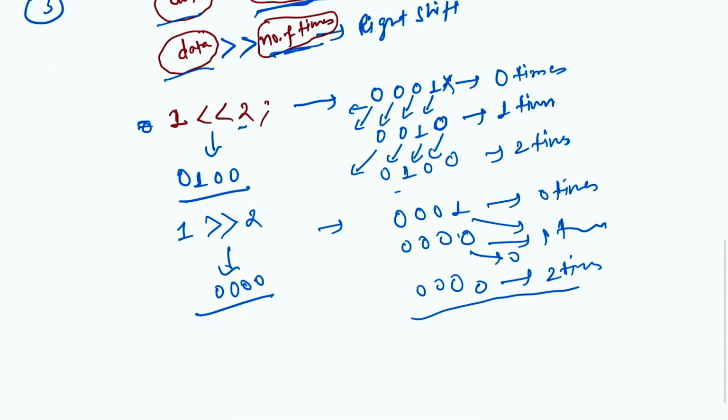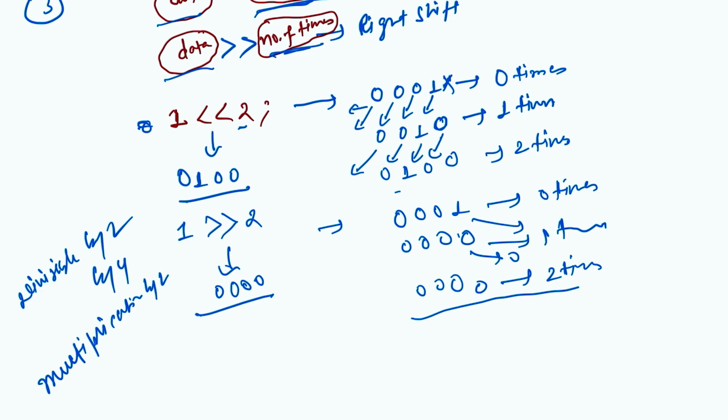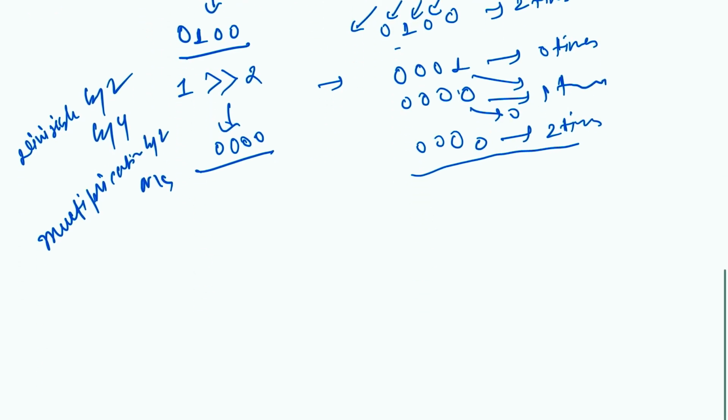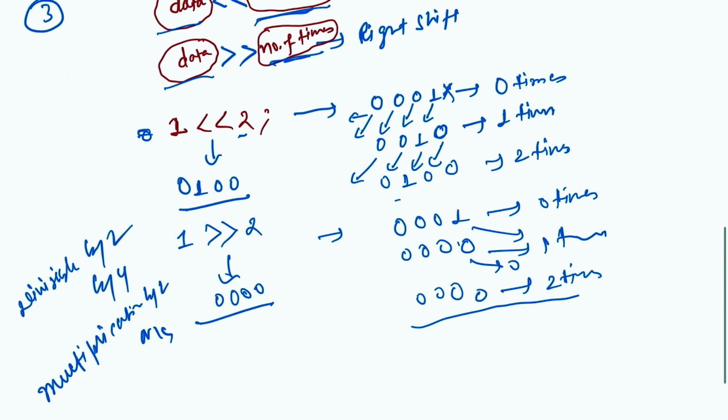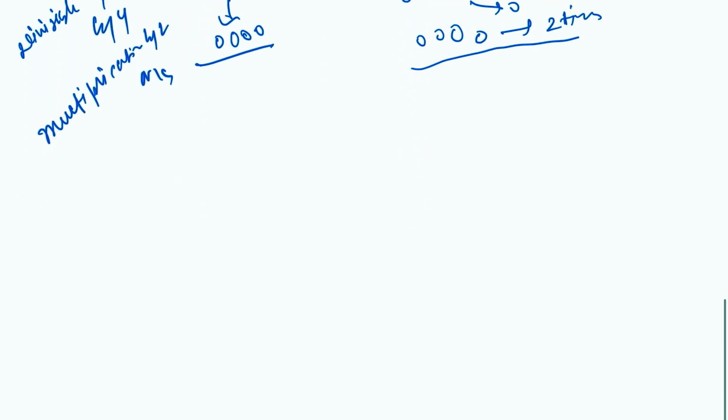They ask things like divisible by 2, divisible by 4, or multiplication by 2 or 4. So first of all, I am going to write the binary sequence, how we write the binary sequence.